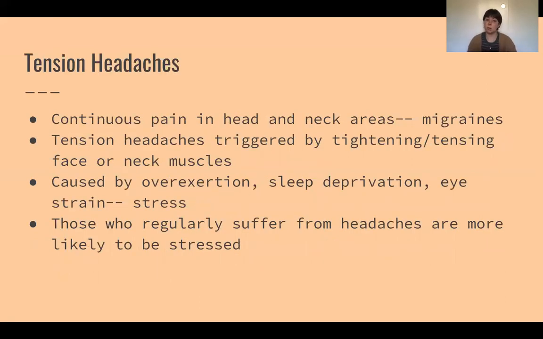Tension headaches are really big. It's when you have continuous pain in your head and your neck areas. It often leads to migraines, which are more like intense headaches. But tension headaches are triggered by the tightening and tensing of your face muscles or neck muscles. And it's caused by overexertion or overworking, sleep deprivation, eye strain, all the same things that you might experience when you're stressed or that might result from stress. And those who regularly suffer from headaches are more likely to be stressed.